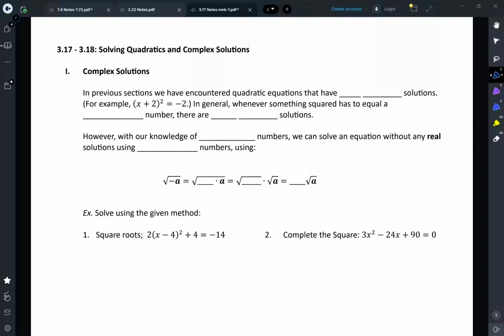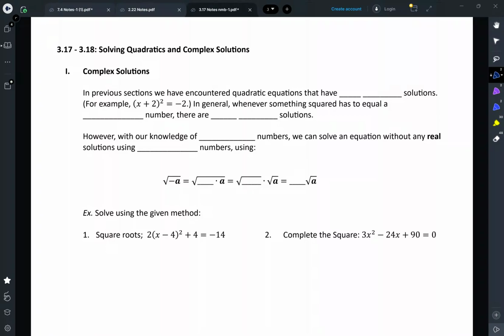Hello class, this is our notes for sections 3.17, 3.18. We're looking at solving quadratics with complex solutions, and then also which method you should use for solving. That's kind of our bigger focus for today.